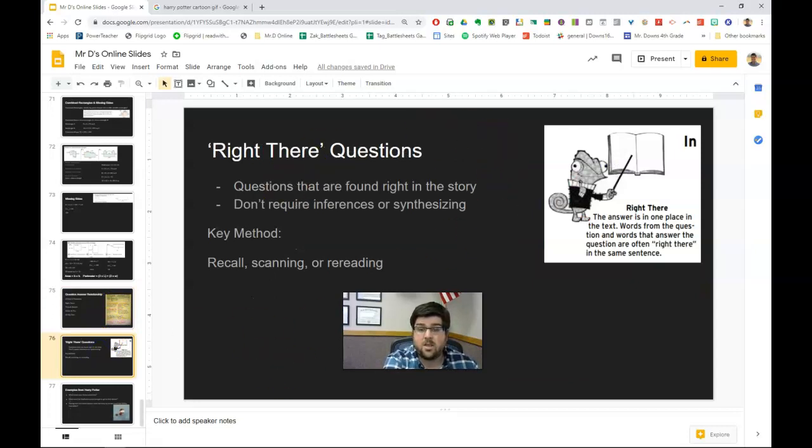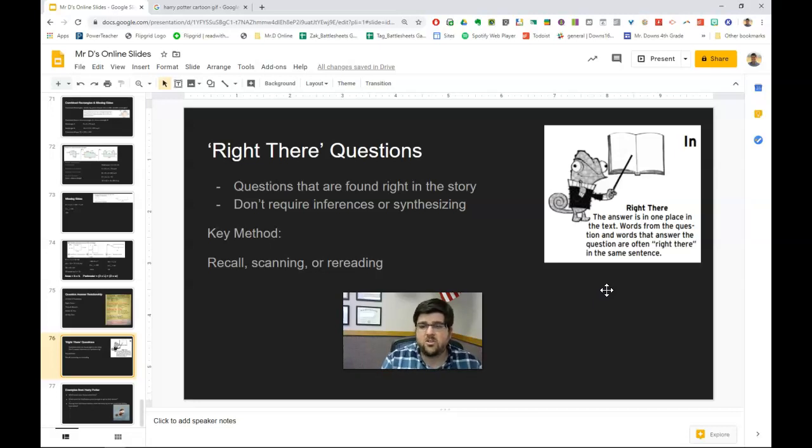So here are the right there questions. Right there questions are generally the simplest type of questions. They're questions that are found right there in the story. With right there questions, the answer is in one place in the text. Words from the question and words that answer the question are often right there in the same sentence. So generally, you don't have to do extra inferencing or synthesizing. These aren't questions that take a whole lot of extra brain processing power.